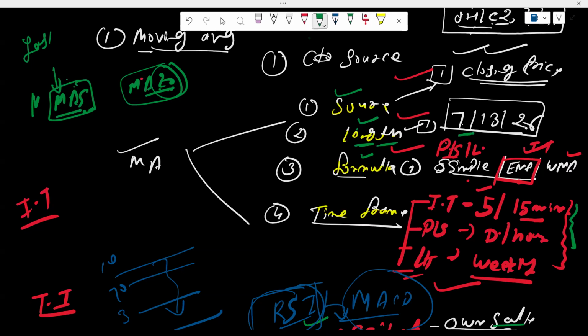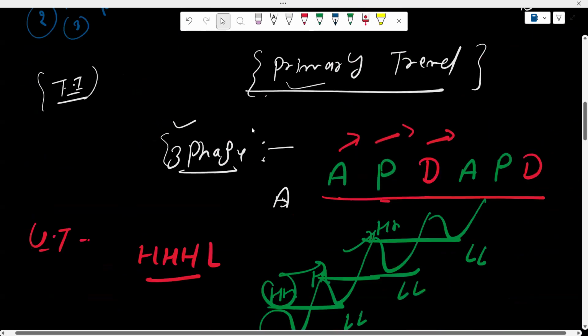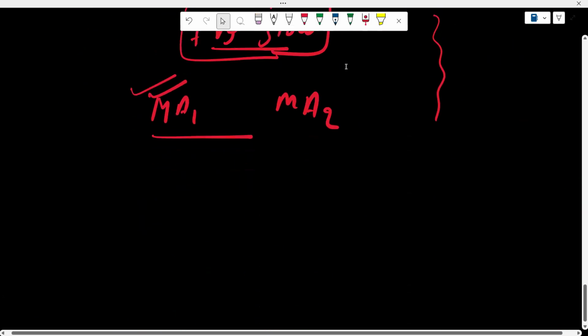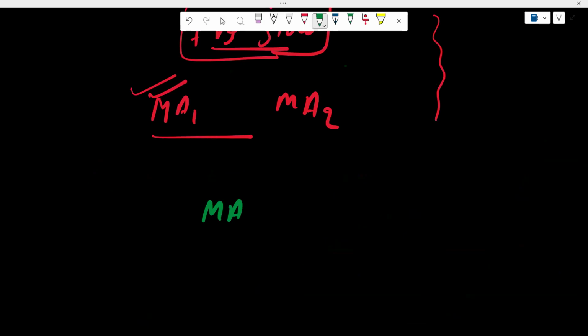And in the formula also, if I ask you, will simple move fast or EMA? By formula also I can change. So that's why EMA is always faster than simple, right? So I'll just change the length, and we will compare MA7, MA13 and MA26. Okay, these are the lengths 7, 13 and 26. So we'll compare these three moving averages.